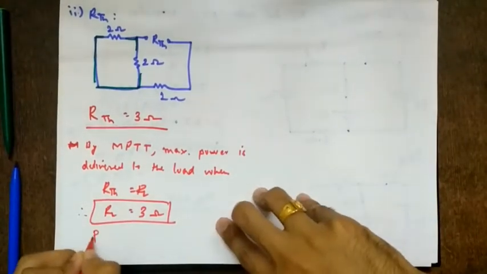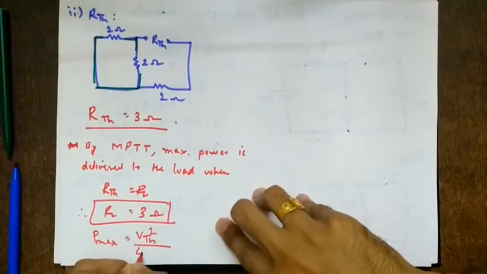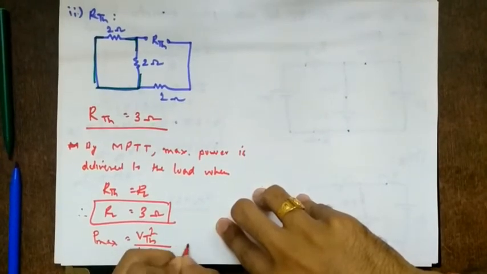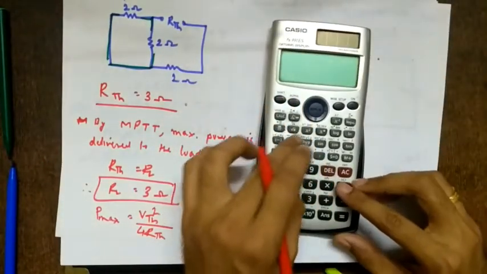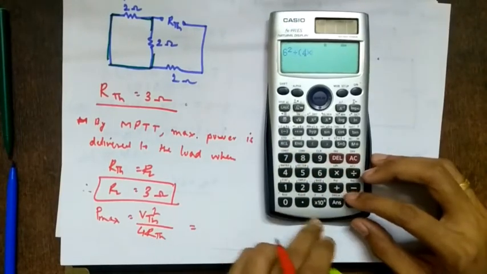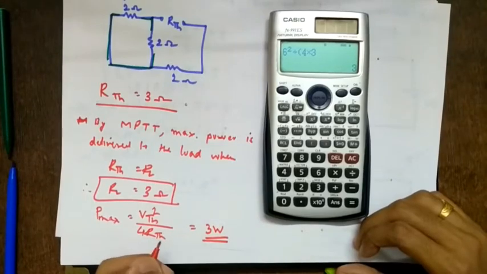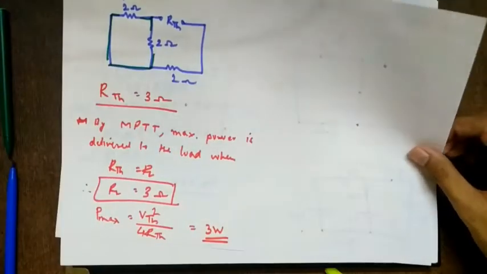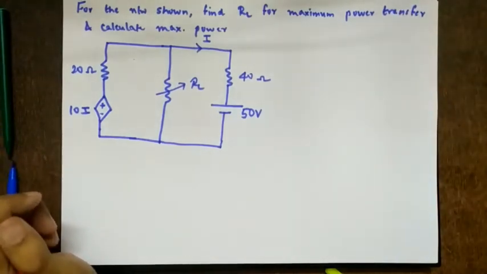Next, they have asked to calculate the maximum power also. So what is it? VTH square upon 4 RTH or 4 RL. VTH we know is 6. So 6 square divided by 4 into RTH, which is 3. So maximum power is 3 watts. Right? So this is the way we have to solve sums on maximum power. So let's take the next sum.